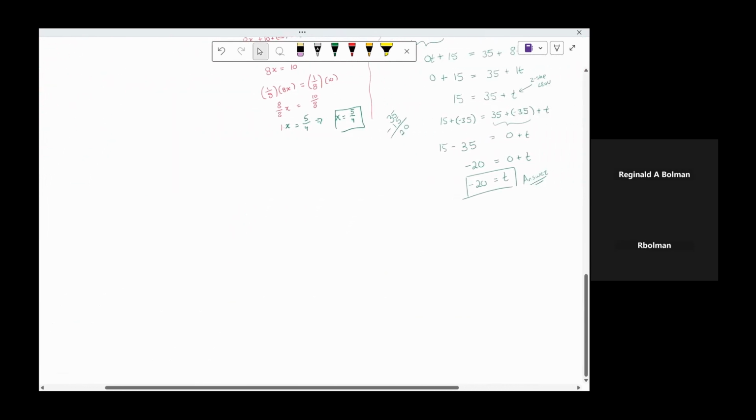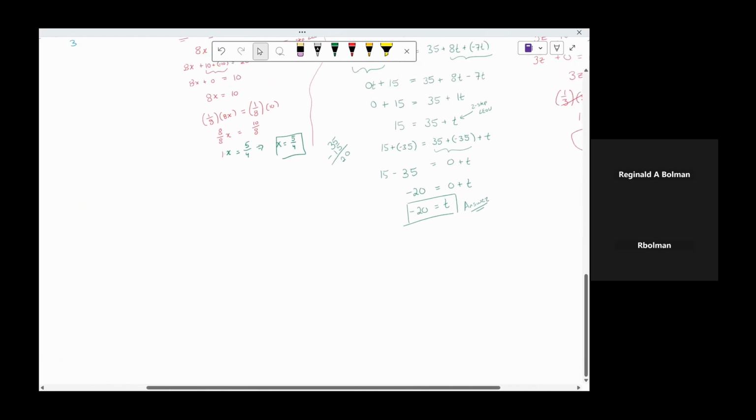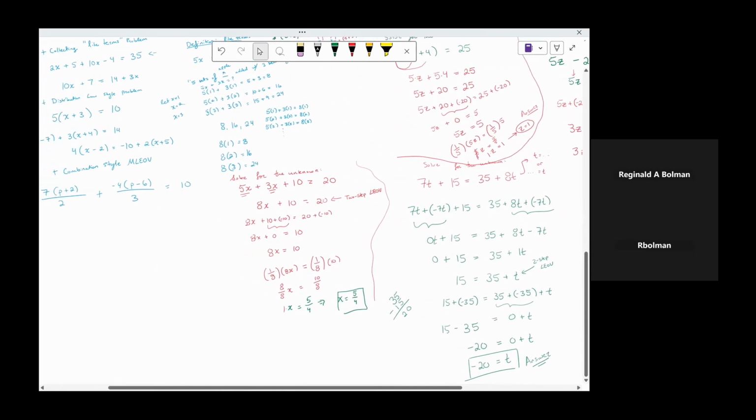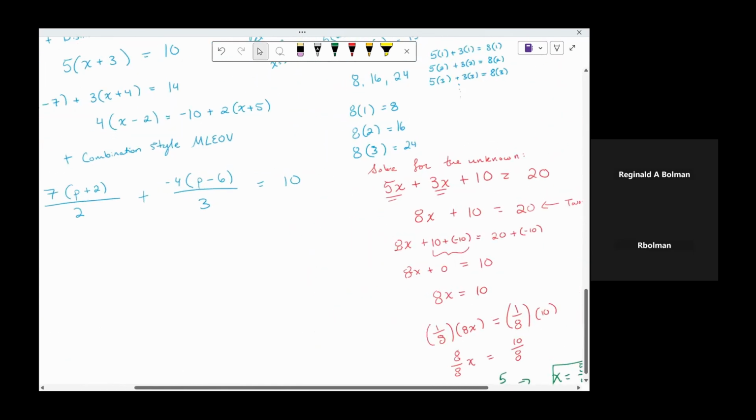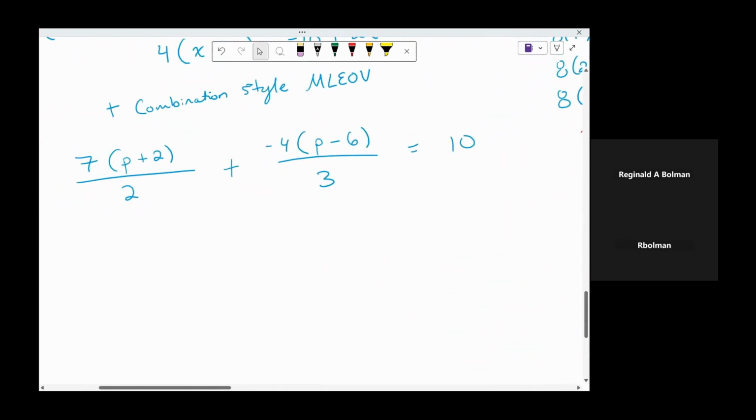All right, let's look at one combination style problem before we call it a day. So for combination style problems, you're usually going to be given this nasty nonsense where you've got a bunch of fractions. And there are two different ways of resolving these nasty looking problems where you've got a bunch of fractions. One of which is to clean this up a bit, if it's possible to do so, and essentially rewrite the equation in such a way that this is just a distribution law problem.